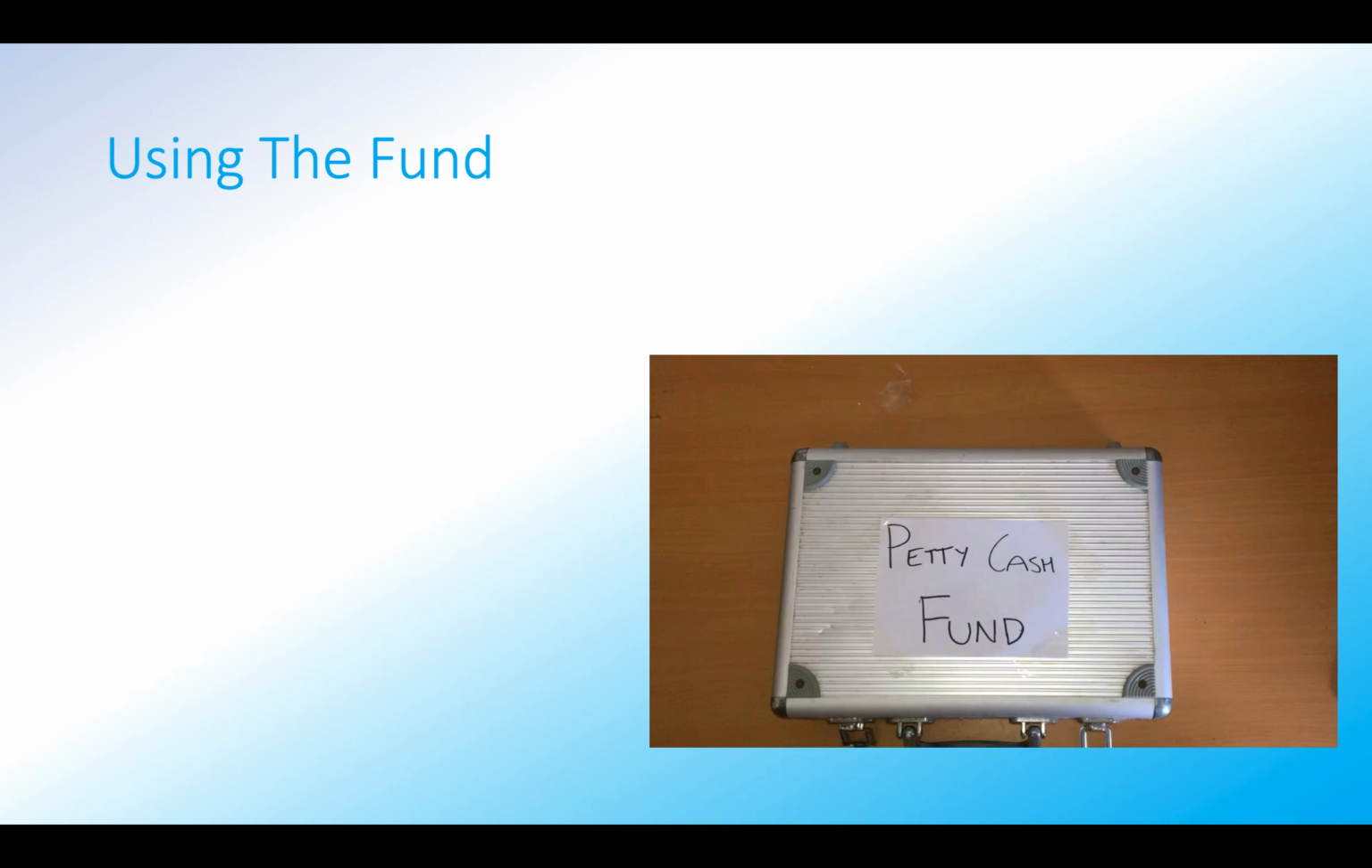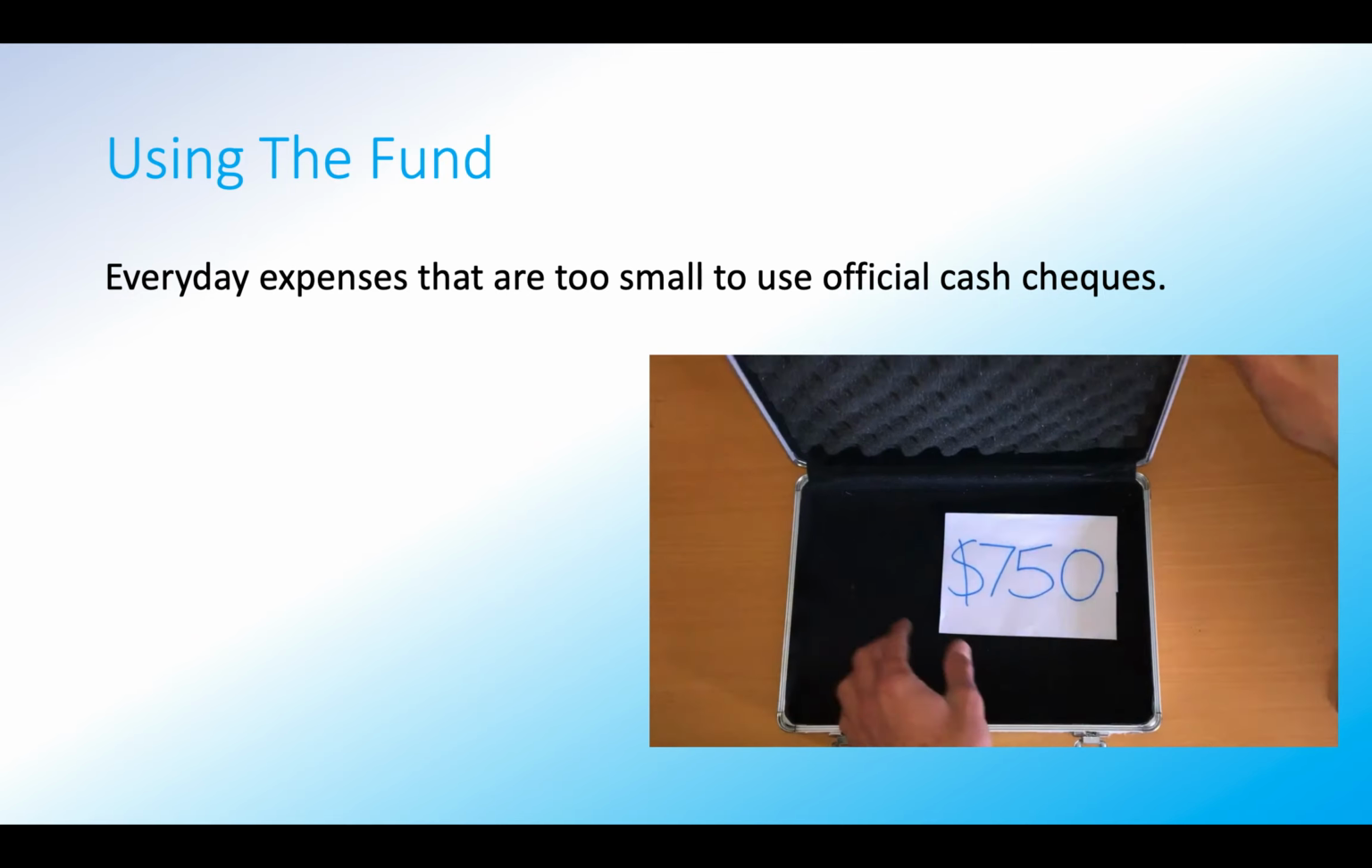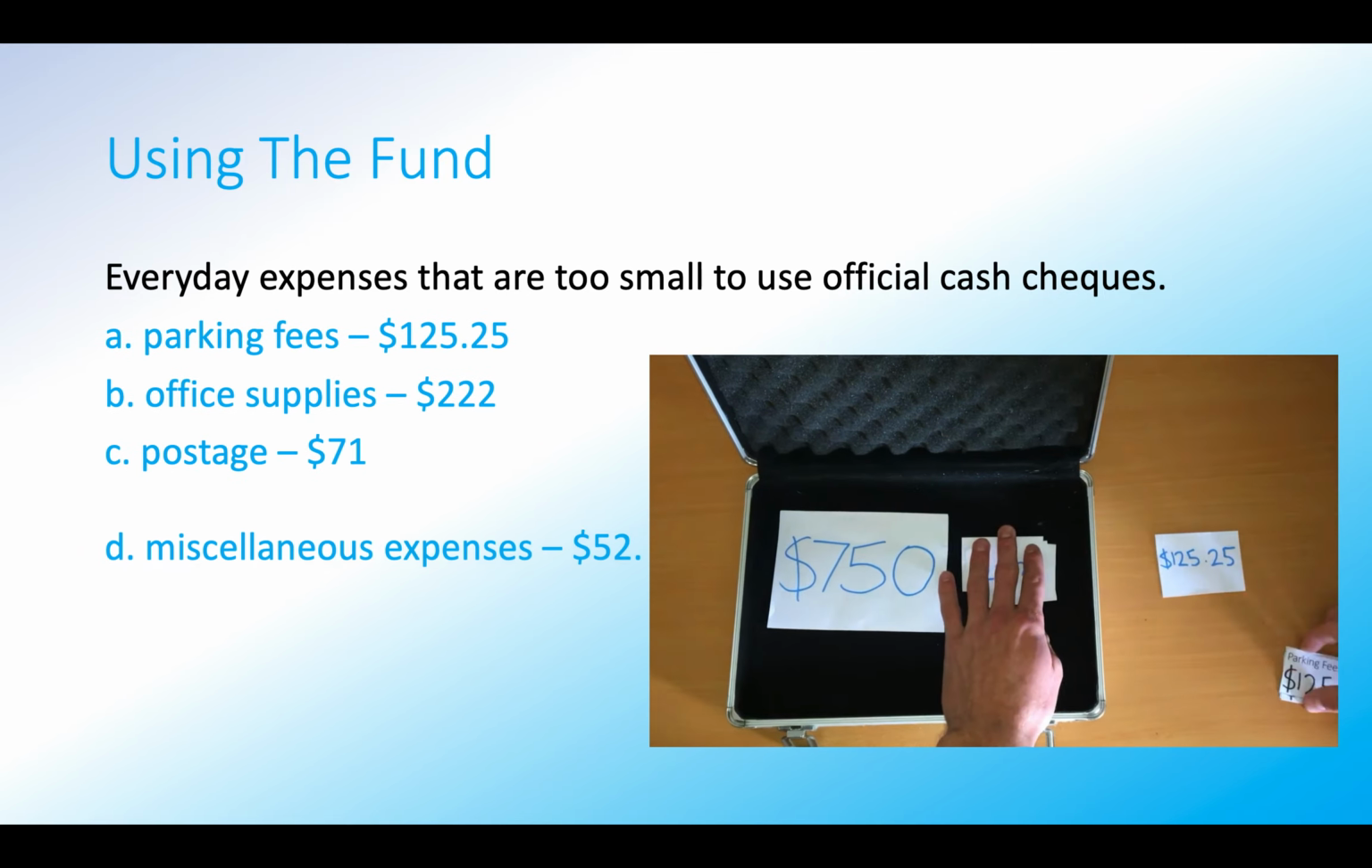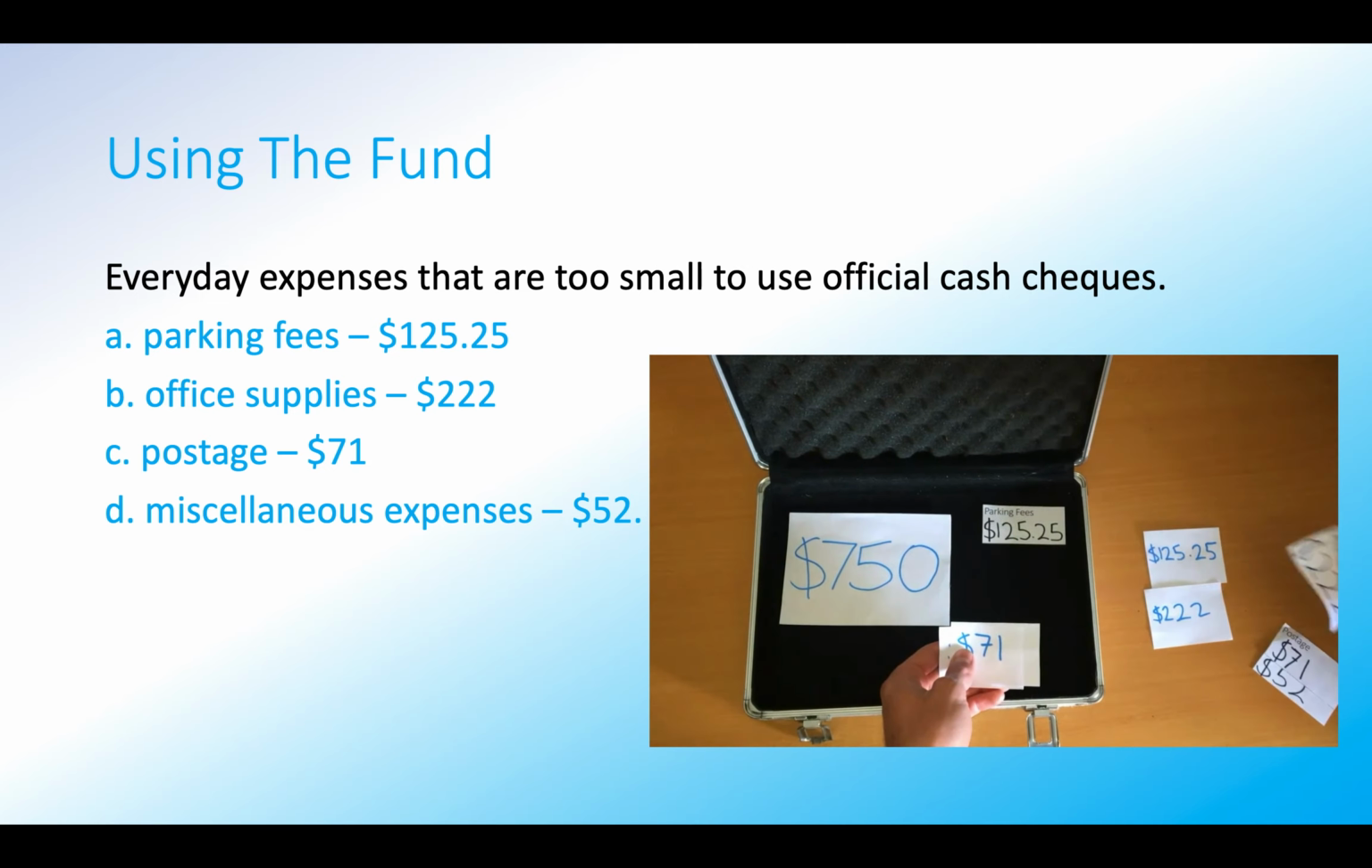Step 2 is to use the fund. Any small expenses can be paid for with cash as long as all withdrawals are replaced with a receipt, like we see in this video here.